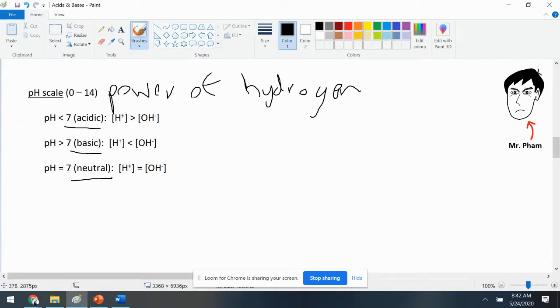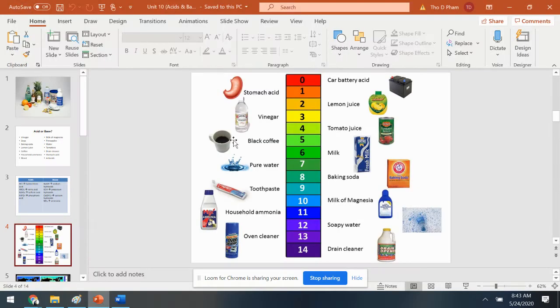Okay. How do we measure the pH of a solution? There are several things we can use. We can use a pH strip, like litmus paper, for example. We can use an indicator, like universal indicator, or we can use a pH meter to measure the pH of a solution.